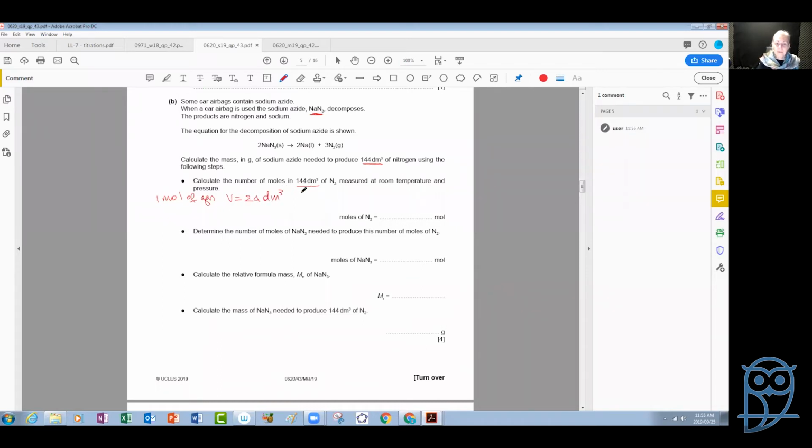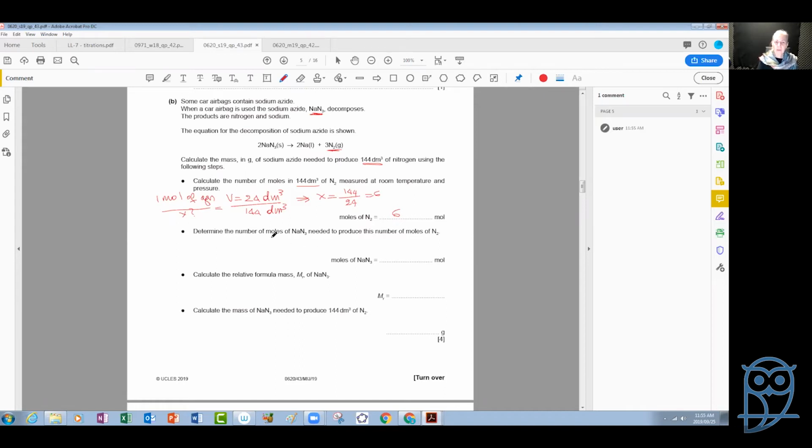So now that we have 144 cubic decimeters, how many moles are these? We do the calculation: 144 divided by 24 gives us 6. So the answer is 6 moles of nitrogen. Here's the nitrogen, 6 moles of that are produced.